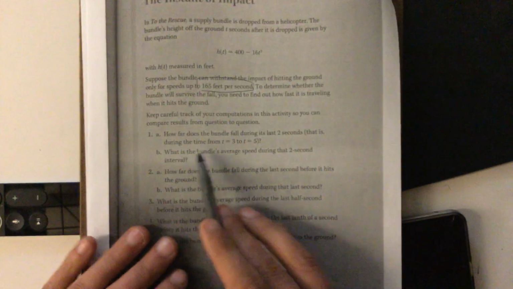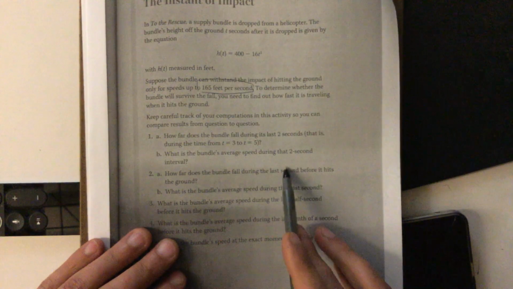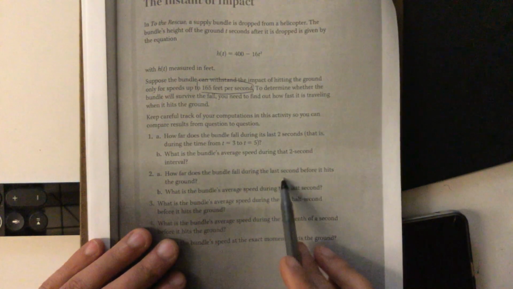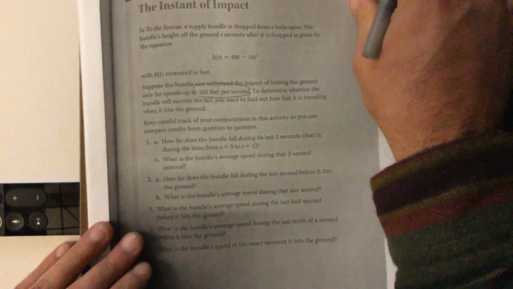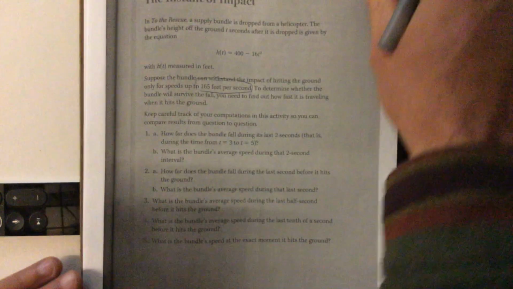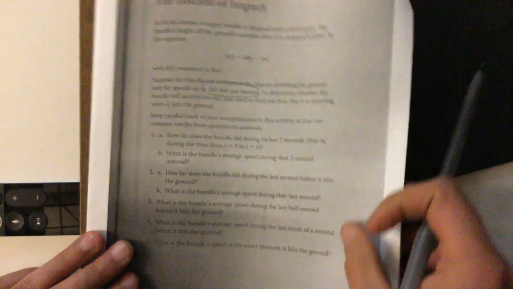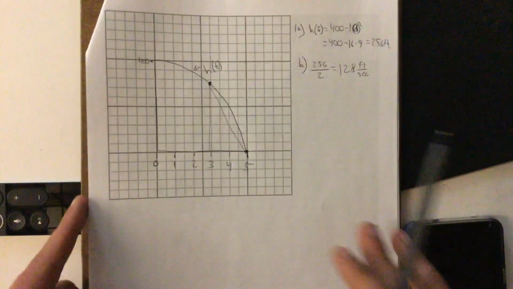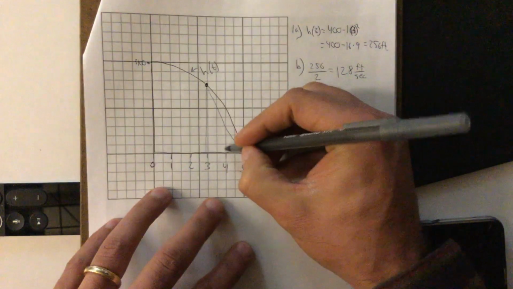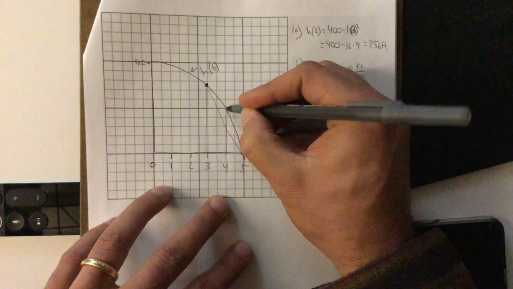So let's keep going. Question 2 asks a similar thing, but instead of for the last 2 seconds, it asks for the last second. Well, 1 second before the last second is 4 seconds. And it's the same questions. How far did it fall, and what's the average speed for that last second? So that's just going to be our height now at 4 seconds.